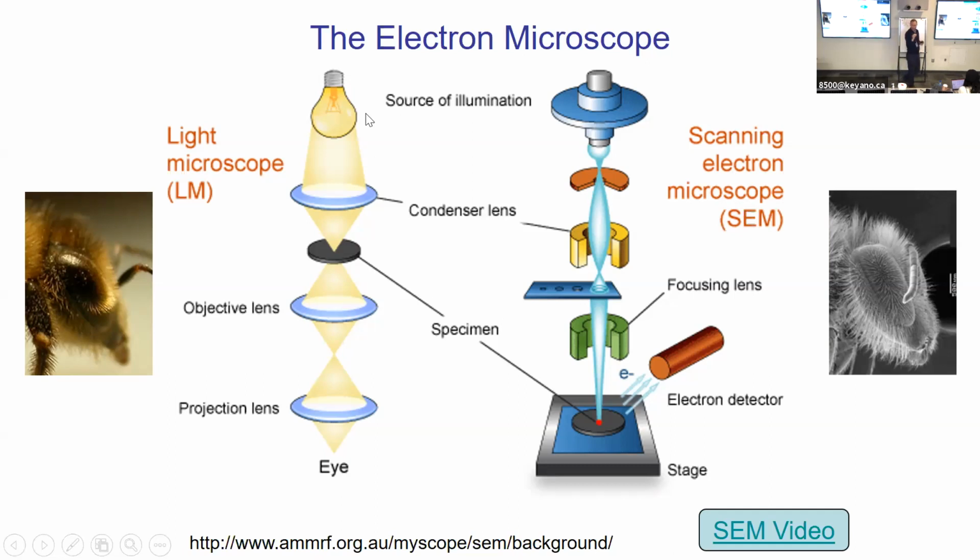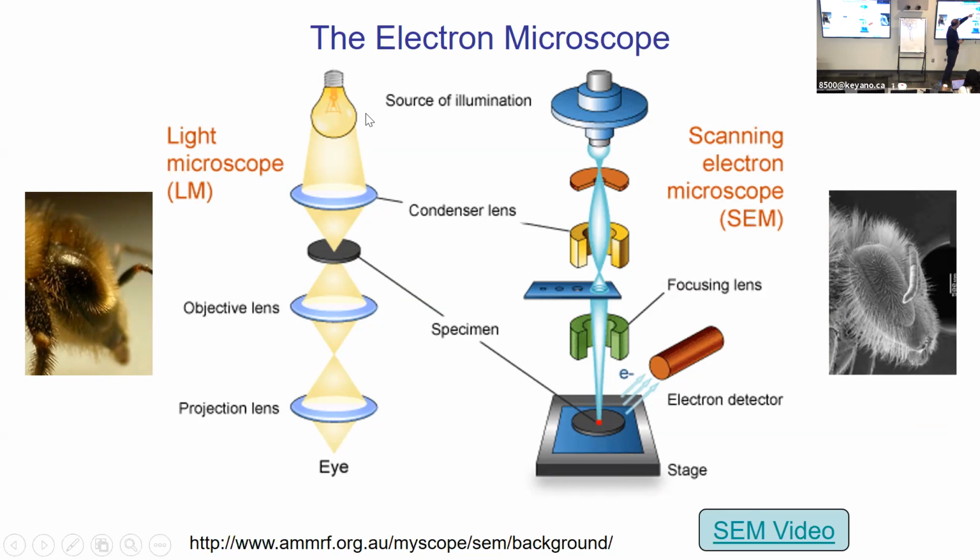But electrons can have waves, and those electron waves theoretically can see things much smaller, and that's the whole idea behind the electron microscope. So if you look here at your light microscope, you've got a light source, you've got a lens, you've got a specimen, and then you're looking at the specimen. And there's our specimen, our little mosquito eyeball.